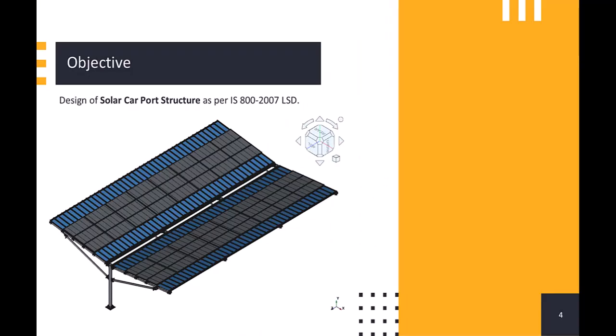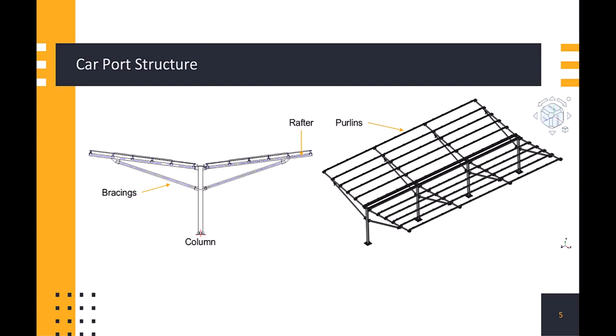In this tutorial, we will evaluate the structural integrity of a solar carport structure, which is a steel-framed canopy designed to provide vehicle shelter while integrating solar panels on the roof. This solar carport structure consists of columns, bracings, rafters, and purlins, designed to support solar panels while providing vehicle shelter.